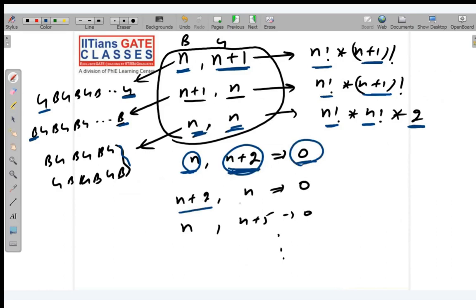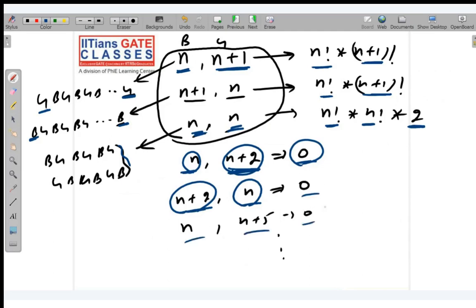Same, n plus 2 boys and n girls will create n plus 1 places. At n plus 1 places, how will n plus 2 boys sit? Not possible. So here at least 2 boys will be together, for sure at least 2 boys will be together. So here also it will create a problem. So 0, 0, everywhere 0.